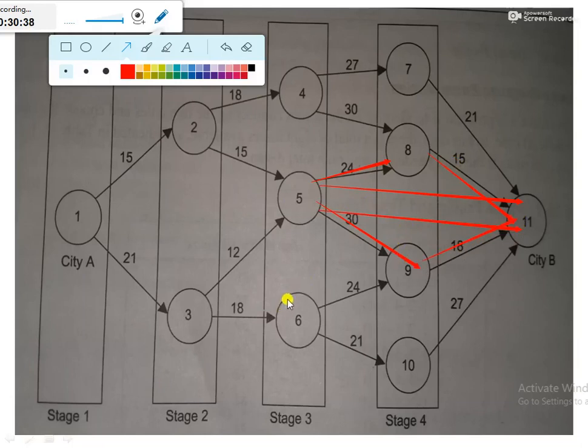The third option is that the decision maker can be at point 6, and from point 6 he can opt to go to point 9, and it will take 24 hours, and again from point 9 to 11 it will take 18 hours. So total time taken between point 6 to 11 through this route would be equal to 24 plus 18, that is 42 hours. Similarly, if the decision maker takes the route 6 to 10, 21, plus 10 to 11, that is 27, that is equal to 48.